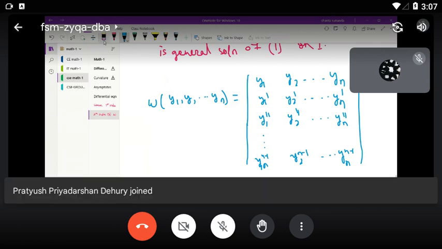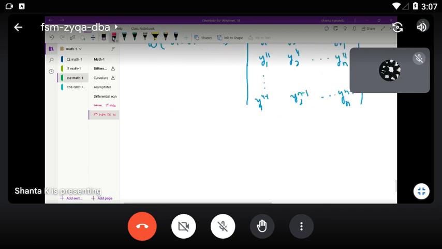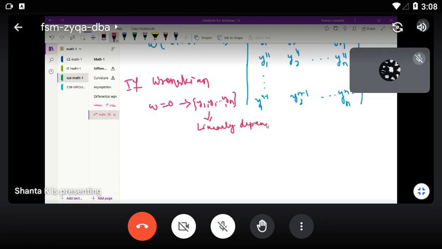If the Wronskian is 0, or it vanishes, then we will say the solutions y1, y2 are linearly dependent. If it doesn't vanish in the interval, then it's a linearly independent solution.